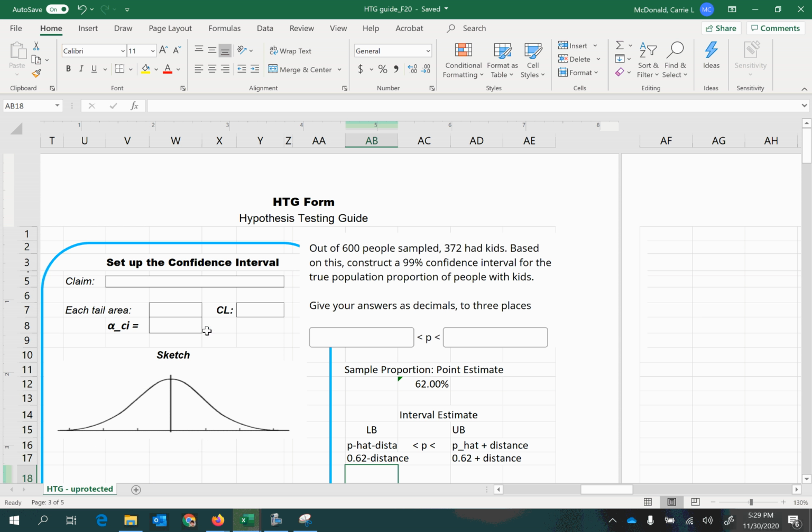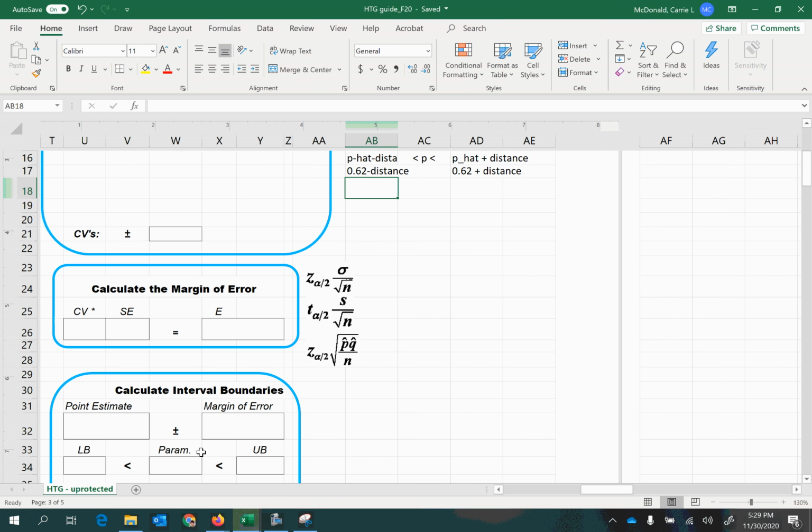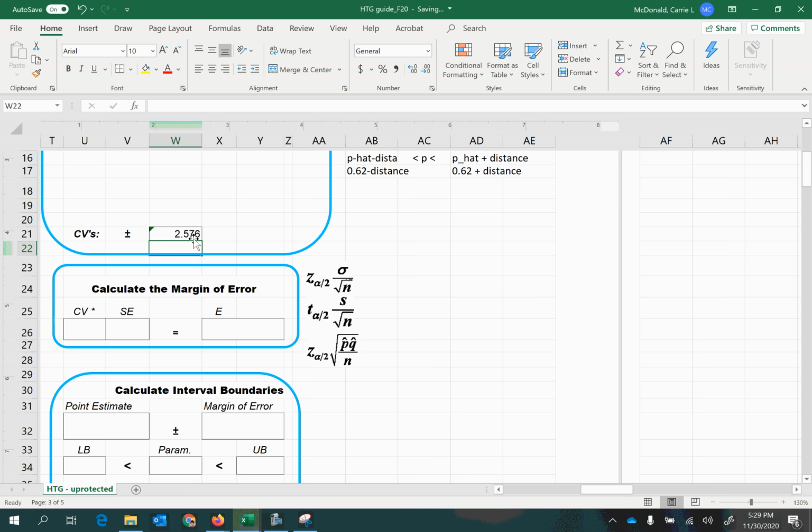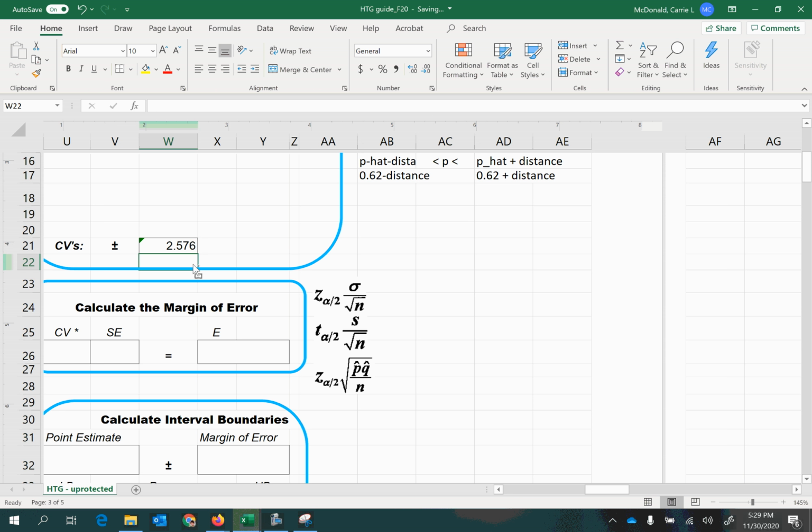Okay, so in this case, we have the critical value, as I said, absolute value norm dot inverse with an area of 0.005, a mean of 0 and a standard deviation of 1, close my absolute value function, and I have my critical value of 2.576.